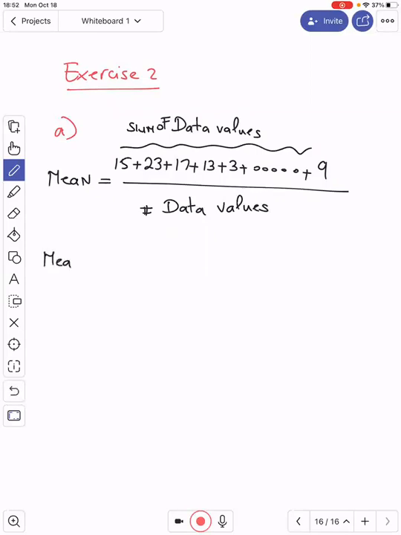Anyway, so in this case, I think the sum of the data values is going to be 392. So the 15 plus the 23 plus 17 plus 13, etc. That'll be 392 over the number of data values. As I said, we have the 30 numbers. And so the answer, if I'm not mistaken, is 13.06. Right? So that's for the mean.